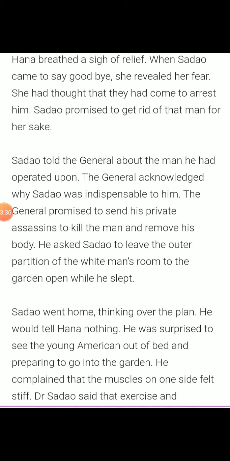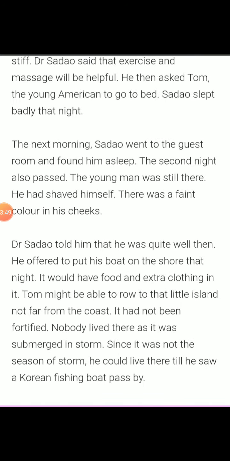He was surprised to see the young American out of bed and preparing to go into the garden. He complained that the muscles on one side felt stiff. Dr. Sadao said that exercise and massage would be helpful. He then asked Tom, the young American, Tom is the name of the prisoner, to go to bed. Sadao slept badly that night because he did not know what to do. His conscience was not allowing him to kill the man, yet he did not know what to do. He was in a dilemma, he was in a fix.